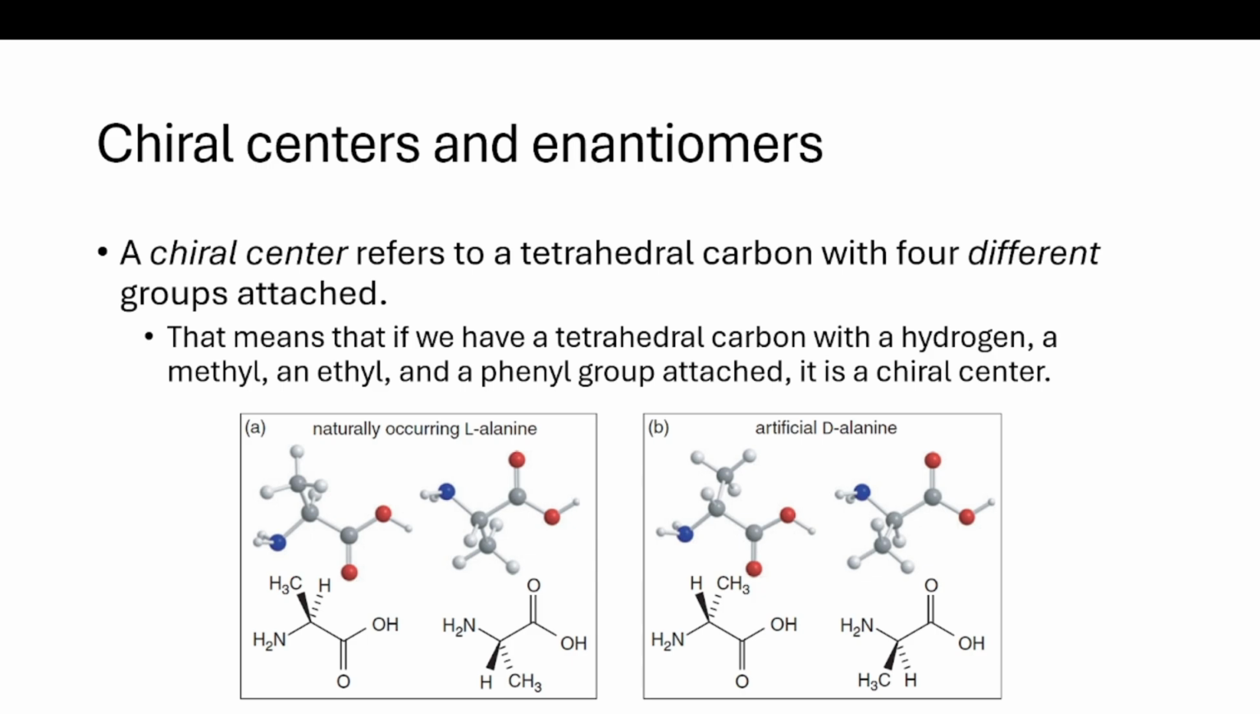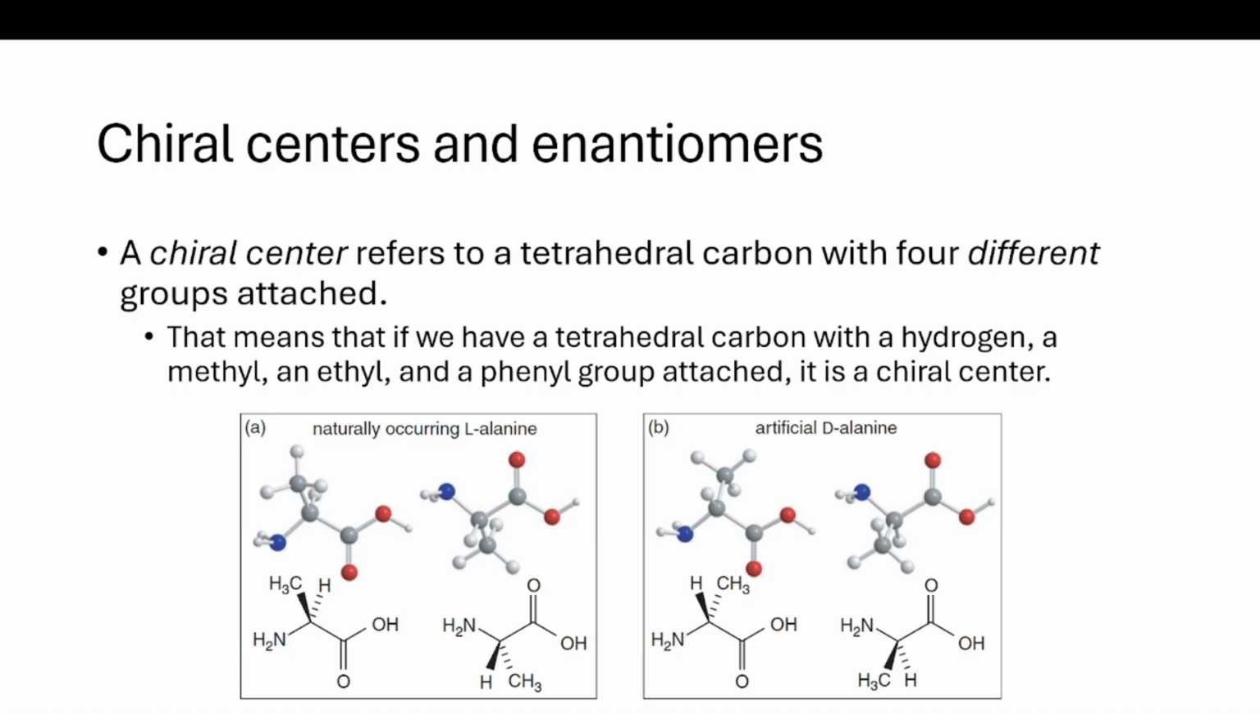Now, we're going to go back to superimposability, everybody's favorite topic, and talk about what a chiral center is. Chiral centers are related to enantiomers and diastereomers. A chiral center simply refers to a tetrahedral carbon, in other words an sp3 hybridized carbon, with 4 different groups attached. Keep that in mind: different groups.